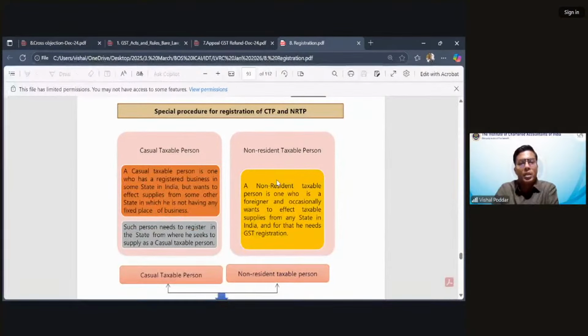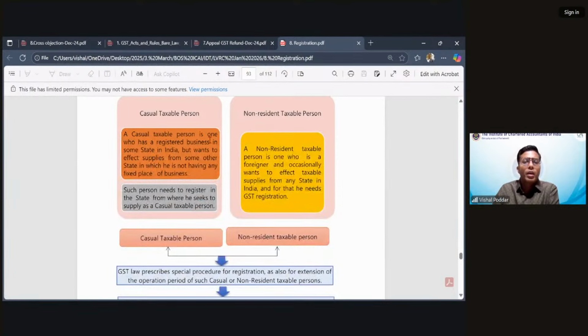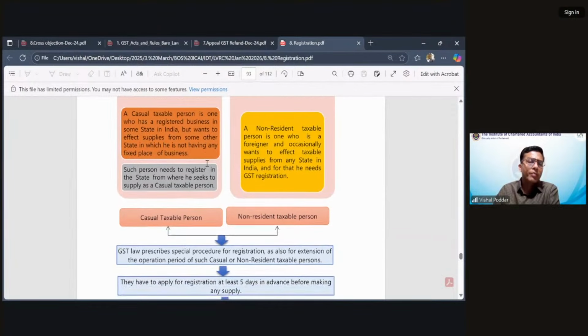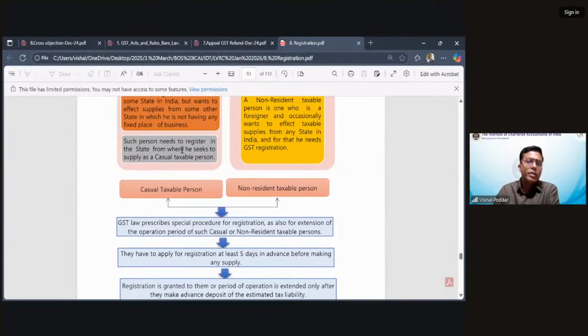Okay. Now, what is the special procedure for CTP and NRTP? Now, as we discussed, a CTP is one who has a registered business in one state but wants to make a supply from some other state but for a temporary period because he's not going to have a fixed place of business there. Then the other state in which this person wants to take this temporary registration, that is the casual taxable person.